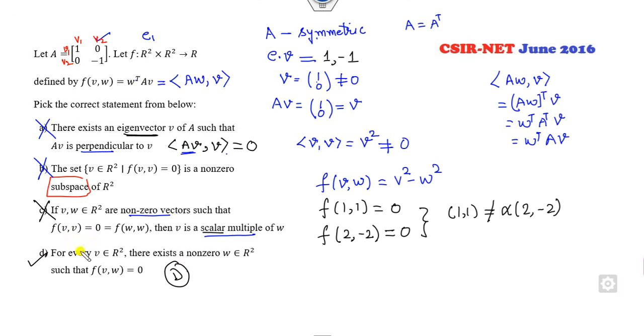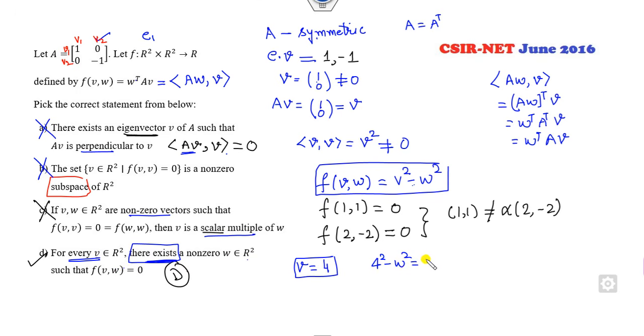But how is D the correct answer? Again you can see this is here. For every V, I can choose the value of V, say 4. Fine. There exists, remember they are talking about there exists, not for all. There exists a V such that this value will be 0. So you can choose W as minus 4 or W as 4. So it means there exists. If they were talking about for all W, then again this option is cancelled, but there exists. So that's why the right answer is D.